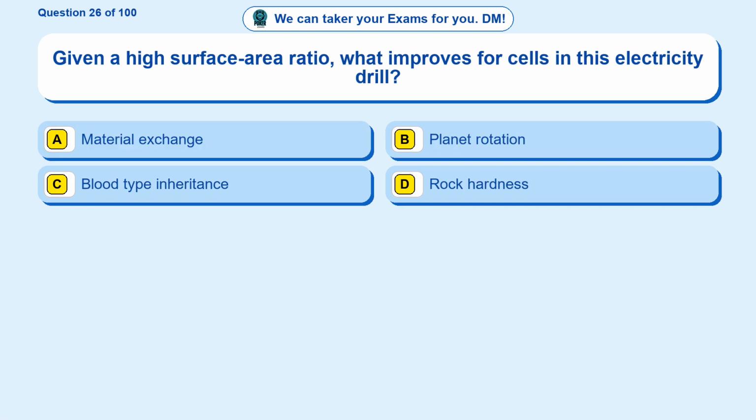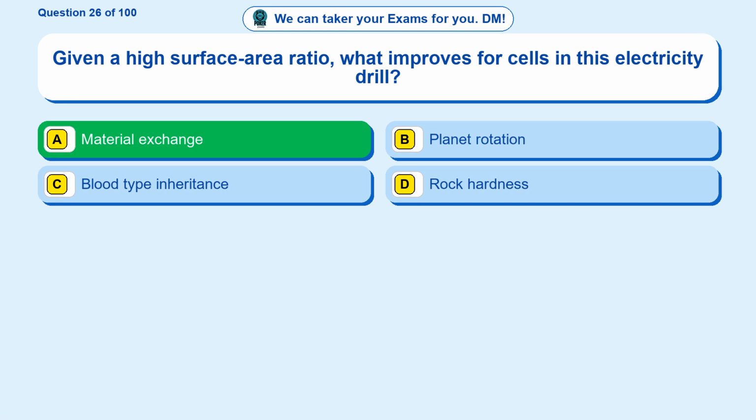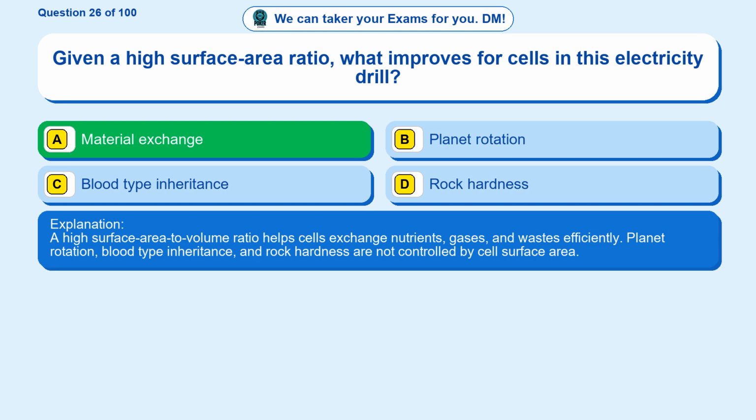Question 26. Given a high surface area ratio, what improves for cells in this electricity drill? Option A, material exchange. Option B, planet rotation. Option C, blood type inheritance. Option D, rock hardness. The correct answer is option A, material exchange. A high surface area to volume ratio helps cells exchange nutrients, gases, and waste efficiently. Planet rotation, blood type inheritance, and rock hardness are not controlled by cell surface area.